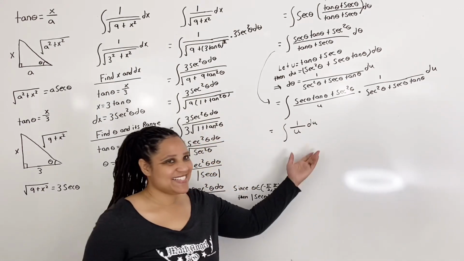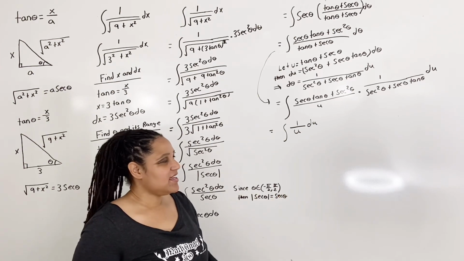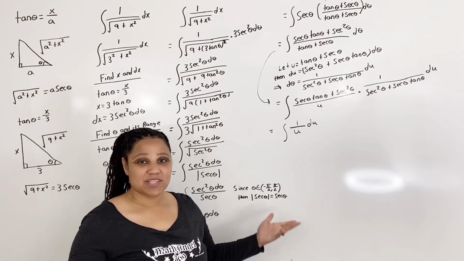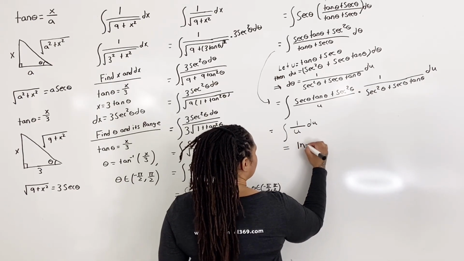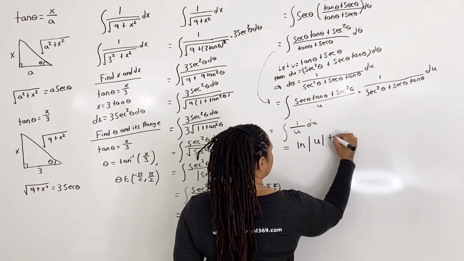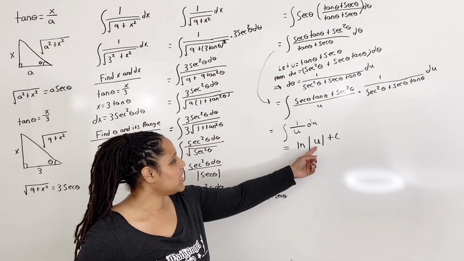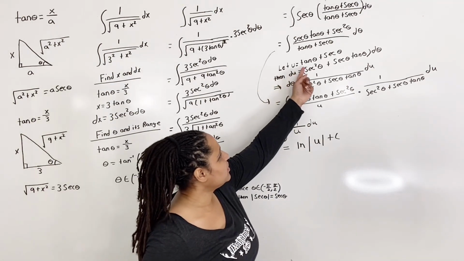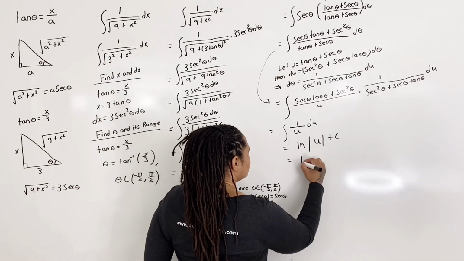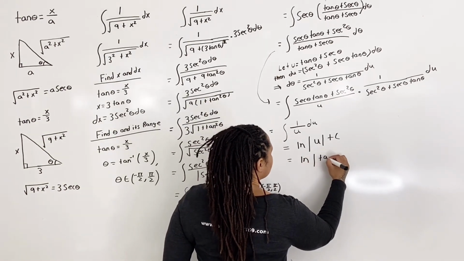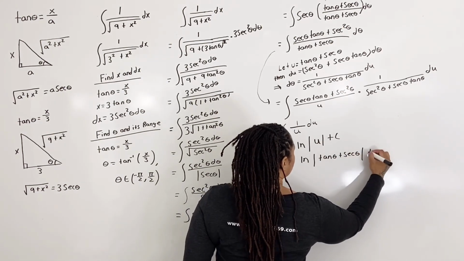Now this is very easy to integrate. The integral of 1 over u du is just the ln of the absolute value of u plus c. And now we want to plug back in the value of u. We let u equal tan theta plus secant theta. So this is equal to the ln of the absolute value of tan theta plus secant theta, plus c.